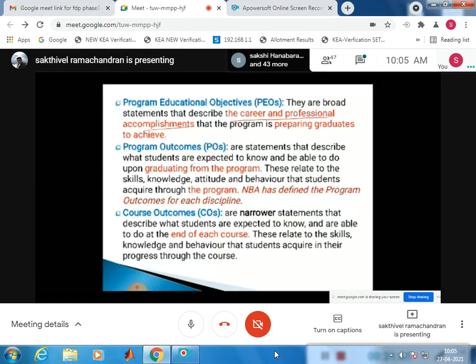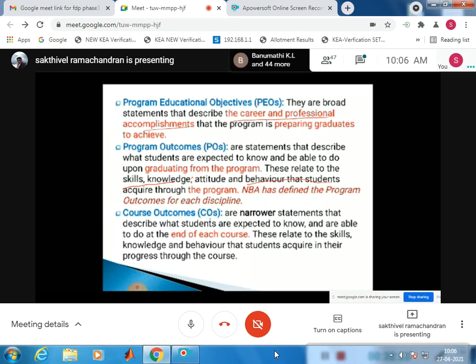Program outcomes. This is about what this statement should contain: what skill set the graduate will have, the knowledge they acquire, the attitude, and the behavior which the student will acquire after completion of that program. So this program outcome is very specific for each and every program.